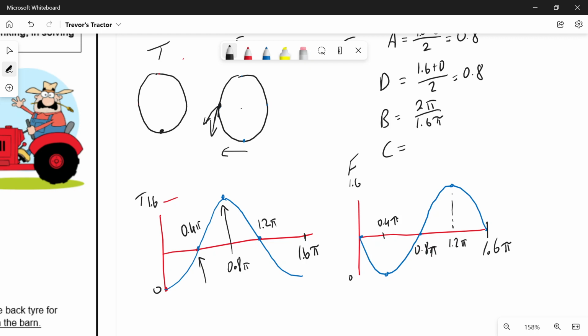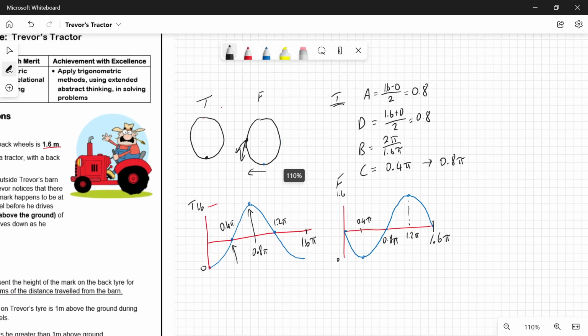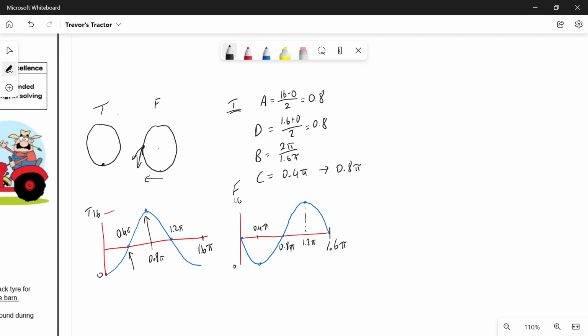So if you guys are going to do a sine model, I'd use 0.4 pi for Trevor. If you're doing a cosine model, you're going to use 0.8 pi. Okay? This is Trevor's. And let's check that soon. Okay, let me just write this. Sine, and this is cosine.